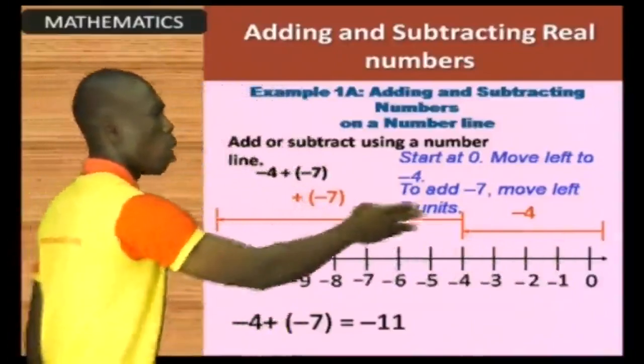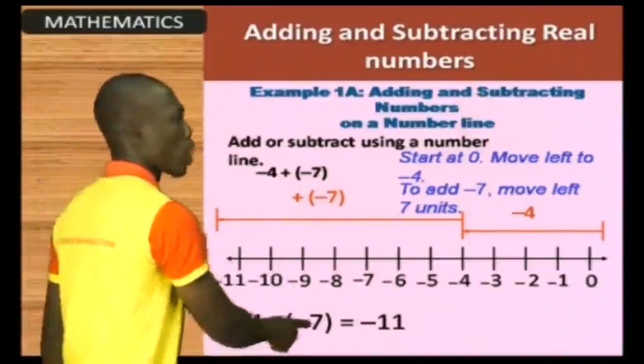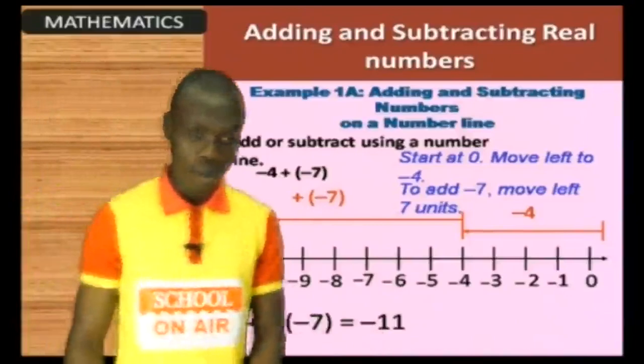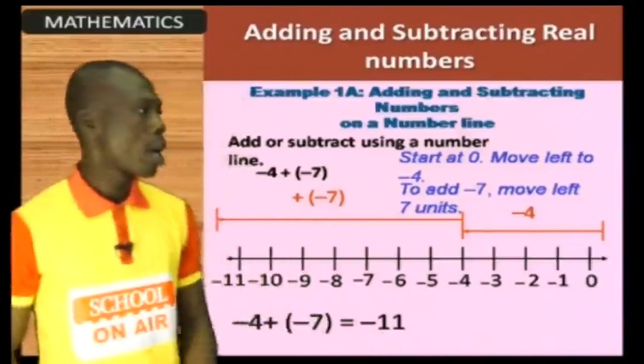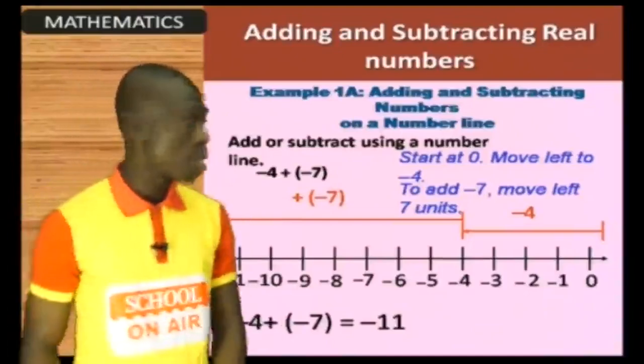So because all the movement has been to the left, we have our -4 plus -7 giving us -11. All right, so that is how to carry out addition of a negative. We have carried out addition of negative numbers exactly in this one.